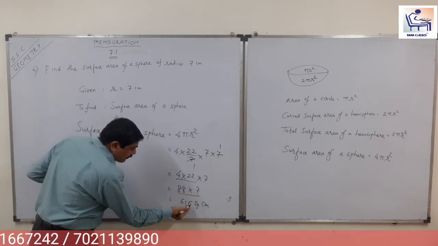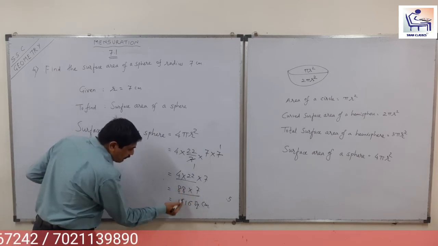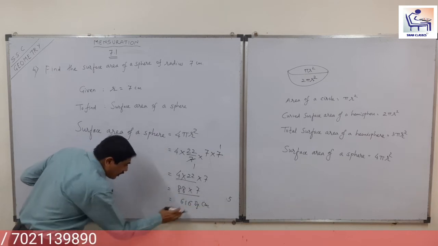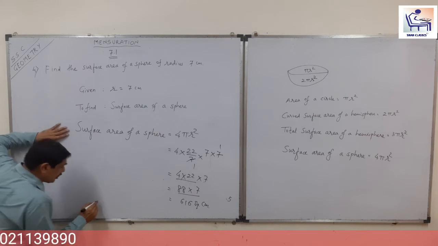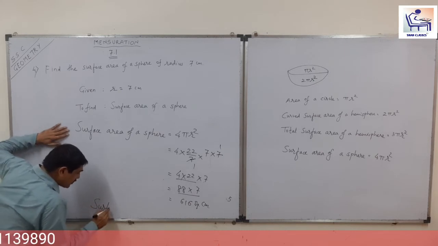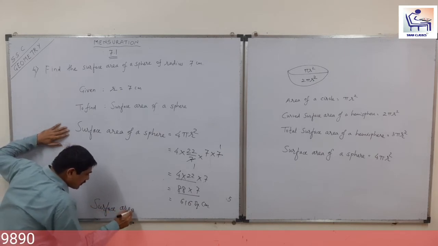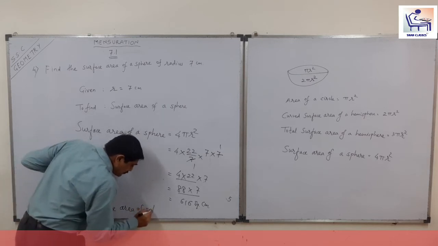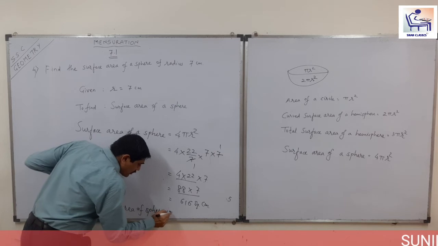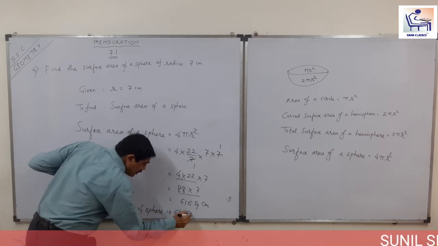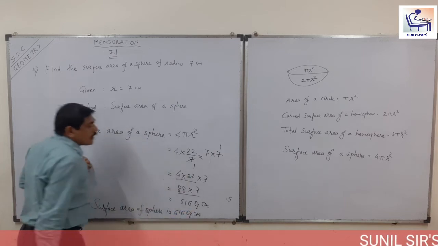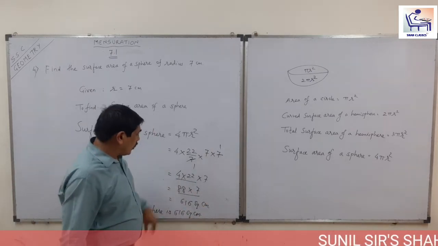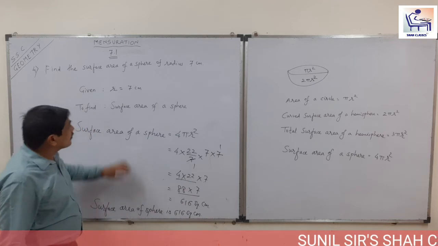Okay, so 7 8s are 56. Again 7 8s are 56 plus this 5, it makes 61. So 616 square centimeter. So final answer is surface area of a sphere is 616 square centimeter. Okay, so this is the work we have completely done.